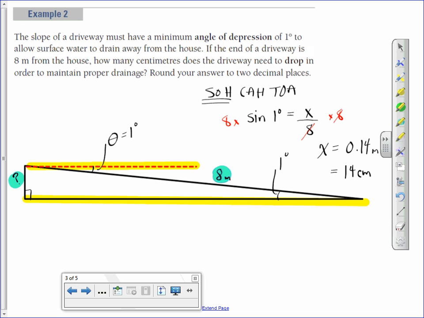Now this question said round your answer to 2 decimal places, so although in meters that would be correct, if I'm talking about centimeters, I would actually have to round to 13.96 if I look back in my calculator to what the more accurate answer would be. So that's just a detail of a question that you have to watch out for.